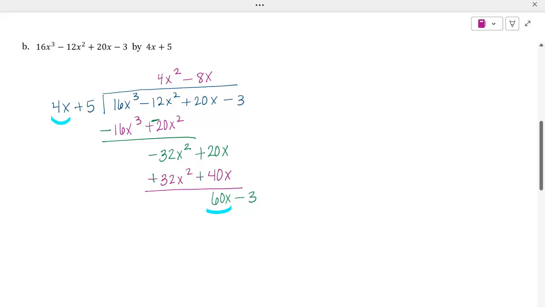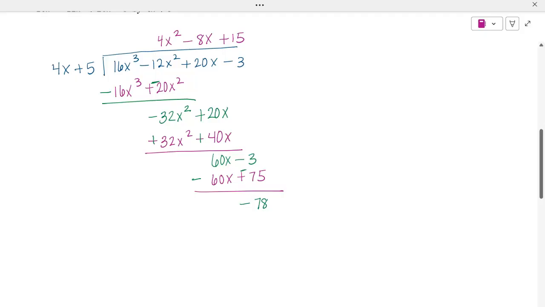4x times 15 will give me that 60x. And then multiplying, I get 60x plus 75. And then I'll subtract this, so these both change to minus. This changes to a minus, right? So this is going to be minus 78 as my remainder.